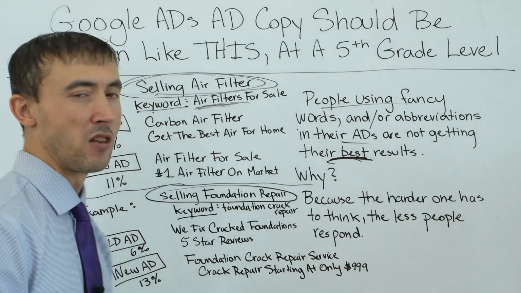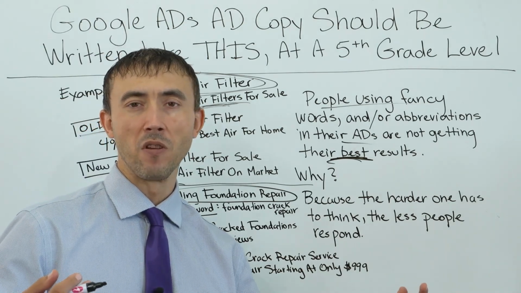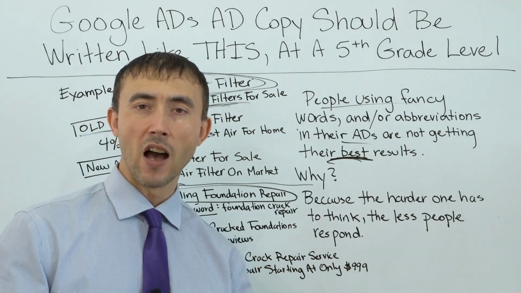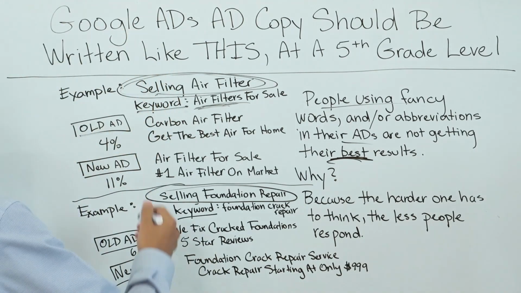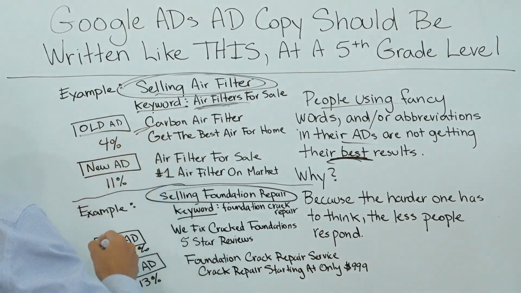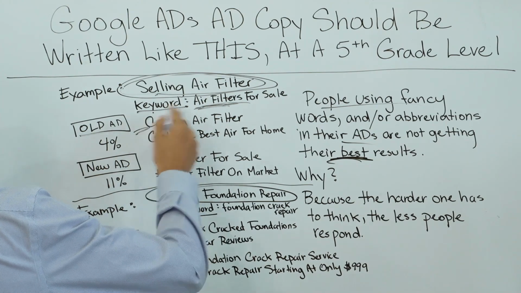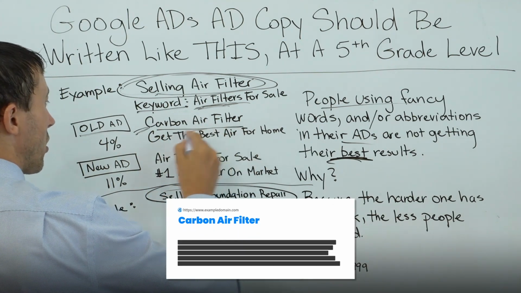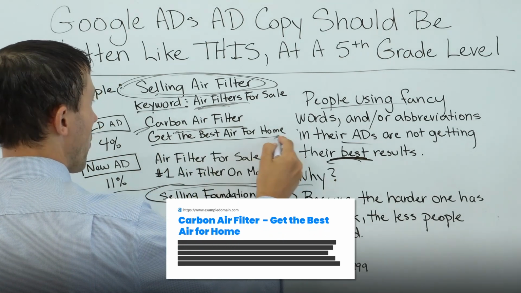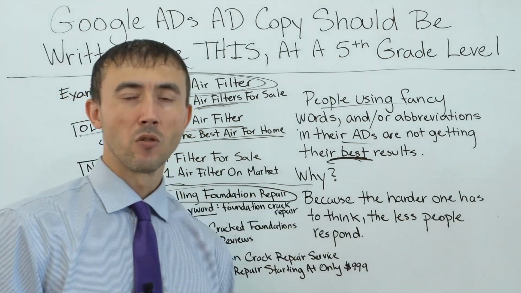And the formula, and you don't have to figure it out for your own, because I've written thousands of ads now. I know what the formula basically is that gets the best results in Google Ads most of the time. So what the client did here was they had, for their keyword targeting air filters for sale, an ad that said "carbon air filter, get the best air for home." Now that sounds great and everything, right?